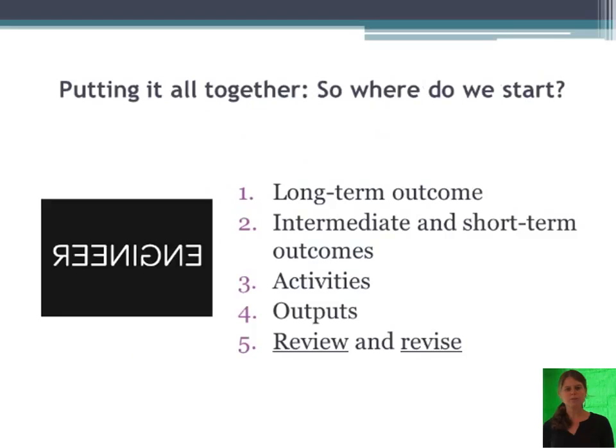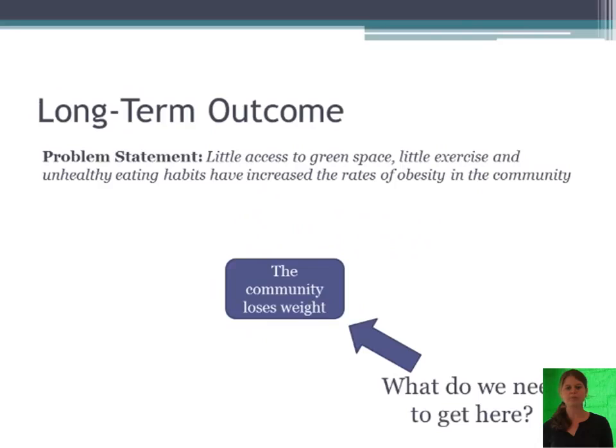So where do we start? With reverse engineering. We're going to start with the long-term outcome. We're going to put in the intermediate and short-term outcomes. We're going to put in the activities. Then we'll drop in the outputs. And then we'll review and revise. Step number 5 is the most important step. So let's start with the long-term outcome.